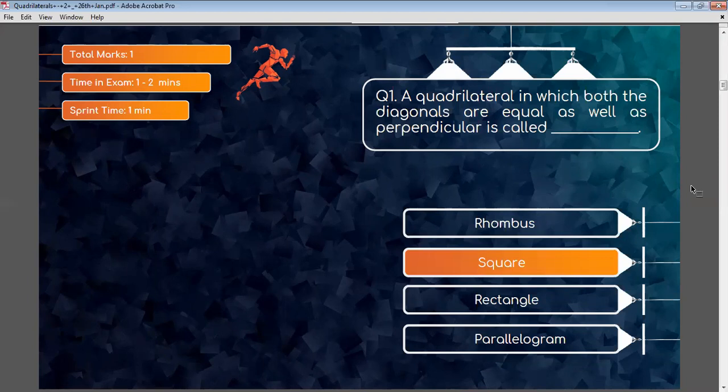The correct answer is square. Okay. Neither rhombus nor parallelogram. So Bhumi and Krishka, both the answers are wrong. A quadrilateral in which both the diagonals are equal as well as perpendicular is called a square. Okay, so write it down. If you have got the wrong answer, write it down in your copy.